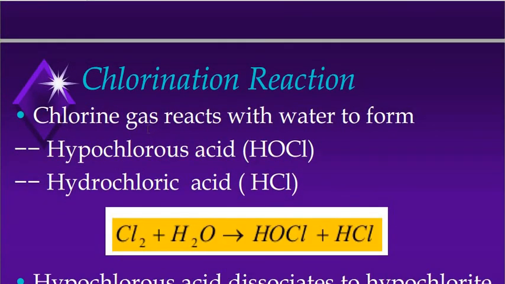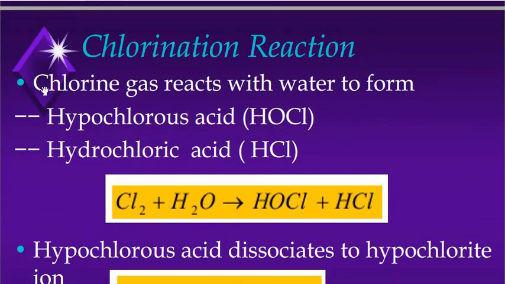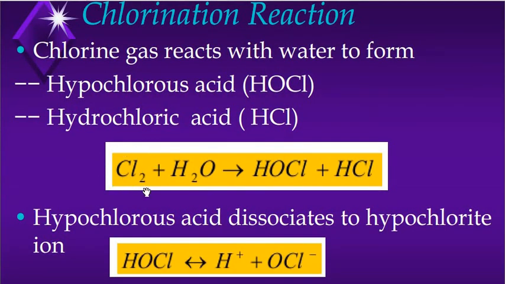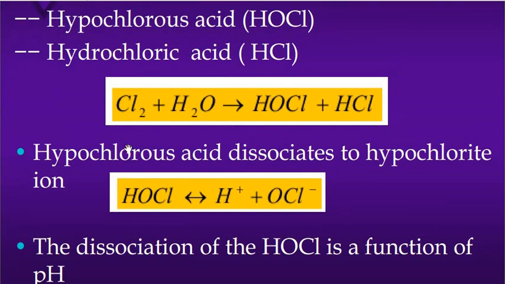Now, how does the chlorination reaction take place? When chlorine gas reacts with water, it forms first hypochlorous acid and then hydrochloric acid. When chlorine is added to the water, this reaction takes place: HOCl, that is hypochlorous acid, and the remaining HCl, that is hydrochloric acid. Now, this hypochlorous acid again dissociates into hypochlorite ion and hydrogen ion.